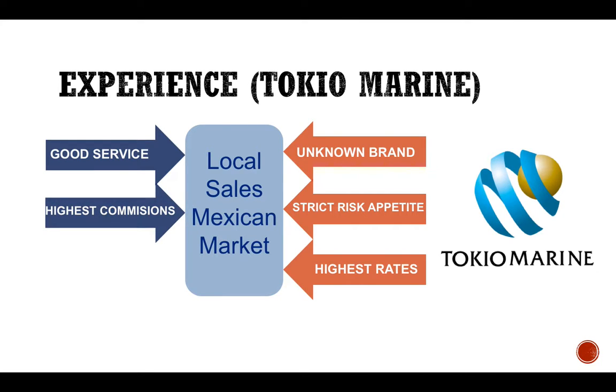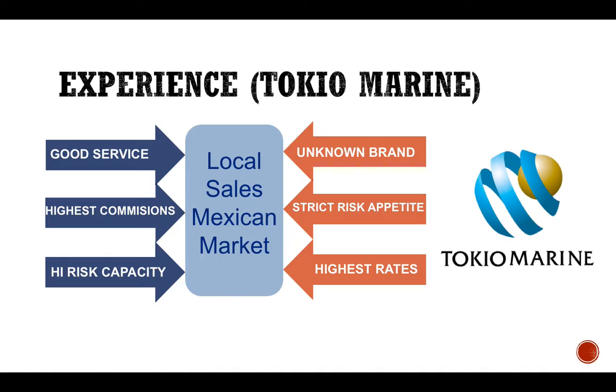Second, that we offered the best commissions to pay our brokers in the market, and that was a really attractive issue for our partners. And finally, because Tokio Marine was one of the biggest companies in the world, we had the highest risk capacity versus our competitors, so we were allowed to accept huge risks in comparison to the market.